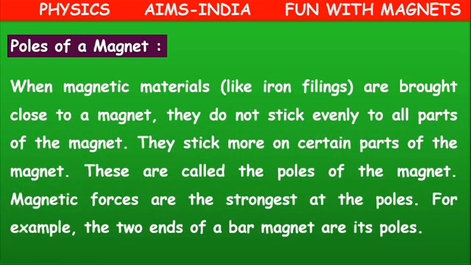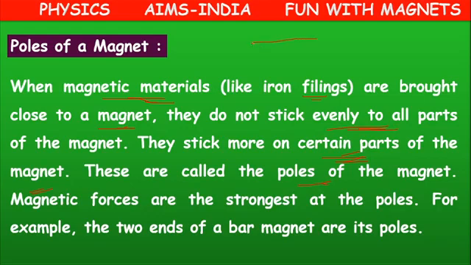So actually, the magnetic materials like iron filings, when they are brought closer to a magnet, they do not stick evenly to all parts of the magnet. If we bring some iron filings to the magnet, those filings do not get attracted to all the parts of the magnet uniformly. They stick more on certain parts of a magnet, which we have discussed already. So these are called poles of a magnet.